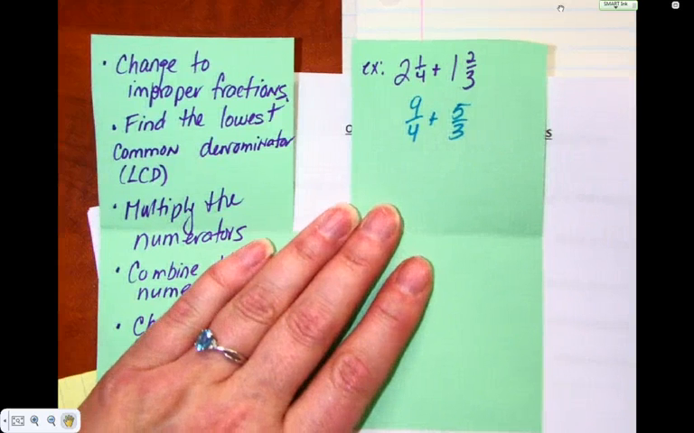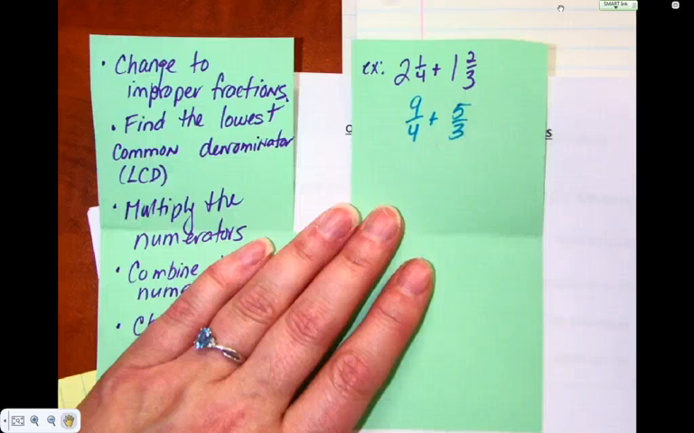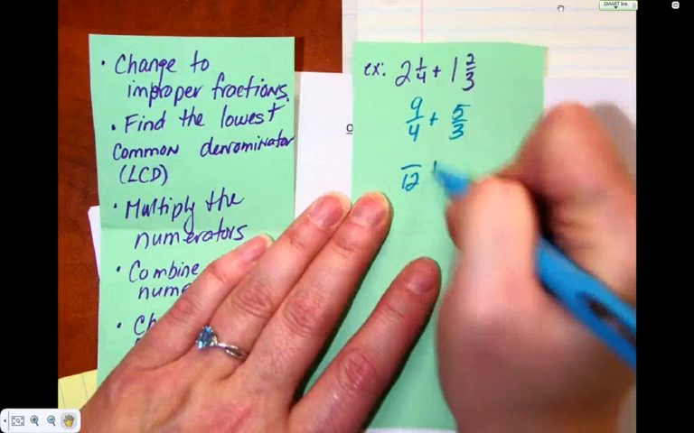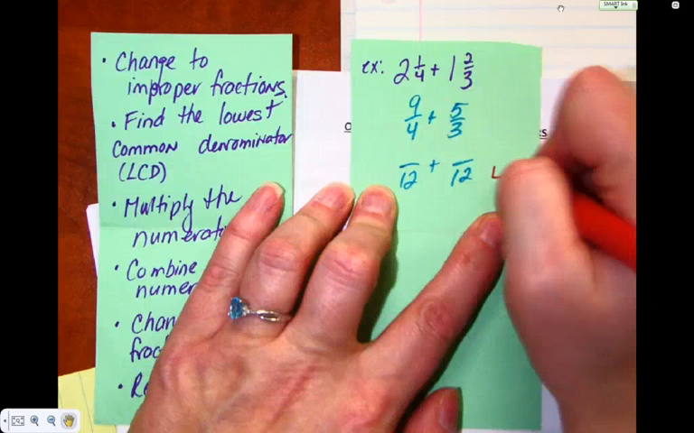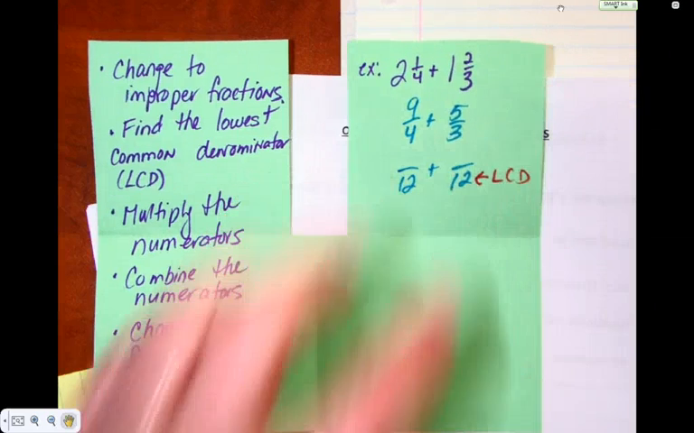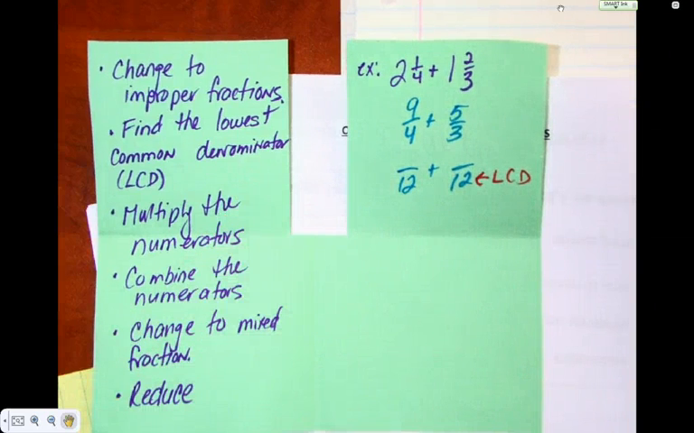Step number 2, find the lowest common denominator. We're looking for the lowest number we can divide by 4 and divide by 3. What is the smallest number we can divide by 4 and divide by 3? It is 12. So that's called the LCD. You could use a bigger number, like 24, like 48. It just means you have to reduce more at the end. That's why we tend to go for the lowest one.